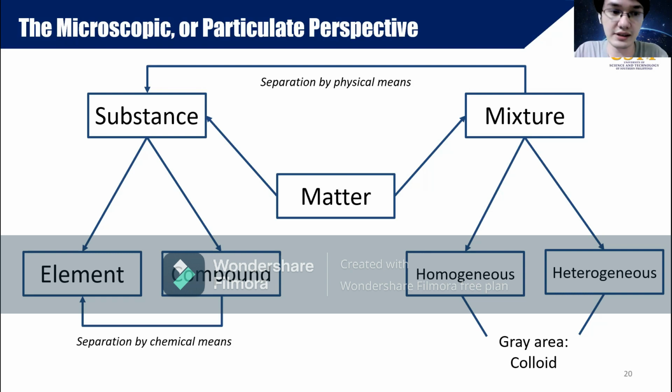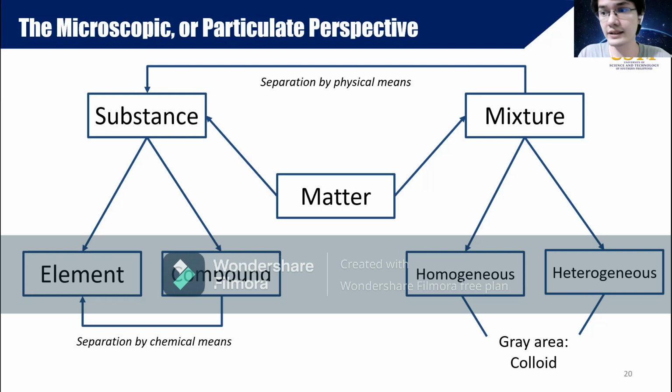So under substance, it can be further divided into two, the element and the compound. The element refers to a substance that cannot be separated into simpler substances by chemical means. So it is as is. It is the building block of substances. Examples are hydrogen, sodium, and other elements found in the periodic table.